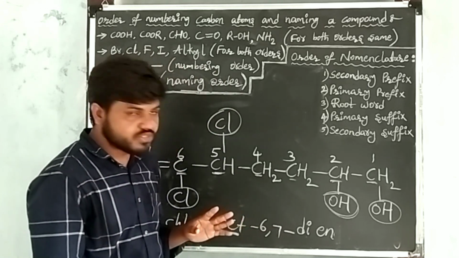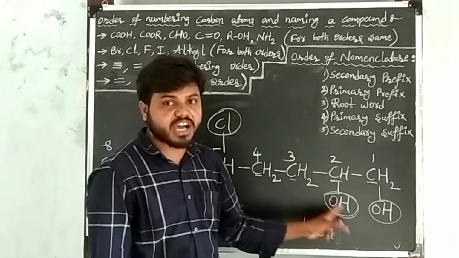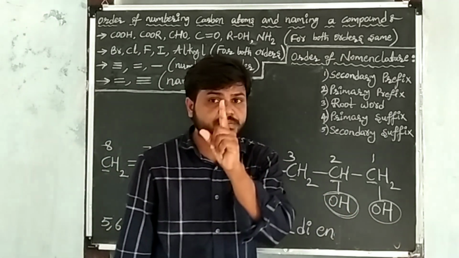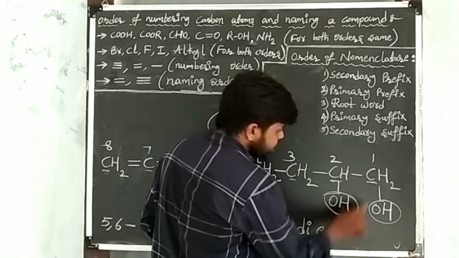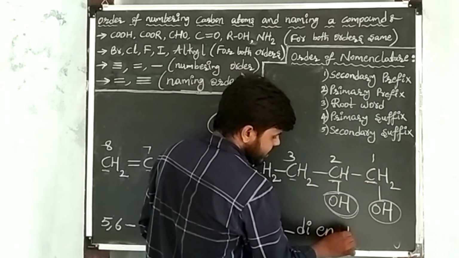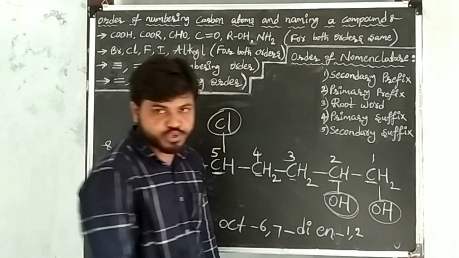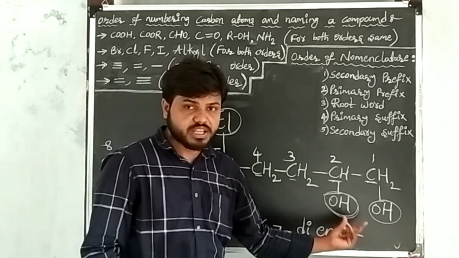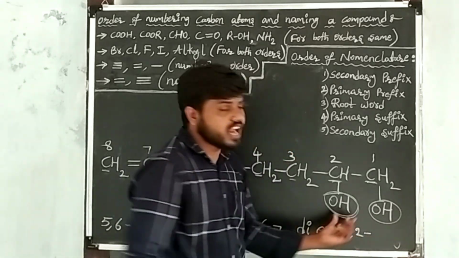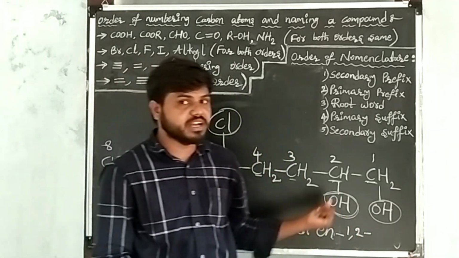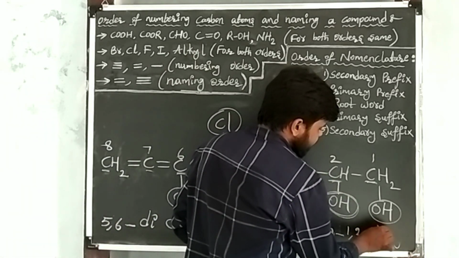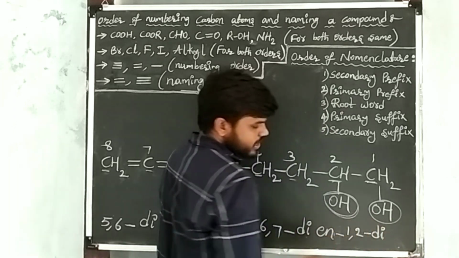Here the secondary suffix is the functional group, that is alcohol. Alcohol is present in the given carbon compound. There are 2 alcohols. First write the positions of each alcohol: one at the first carbon, another at the second carbon, so positions 1, 2. After writing positions, alcohol is repeated 2 times. Write the numerical prefix of 2 times, that is di.